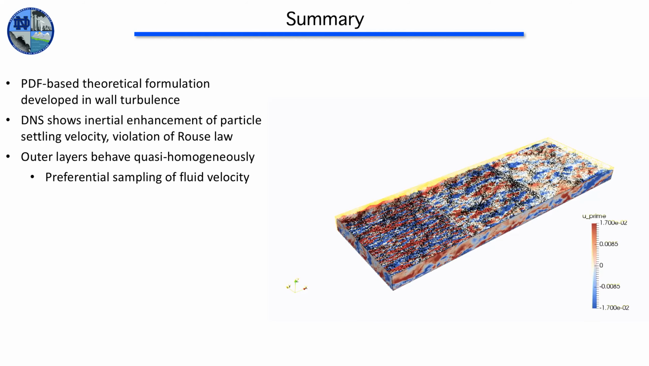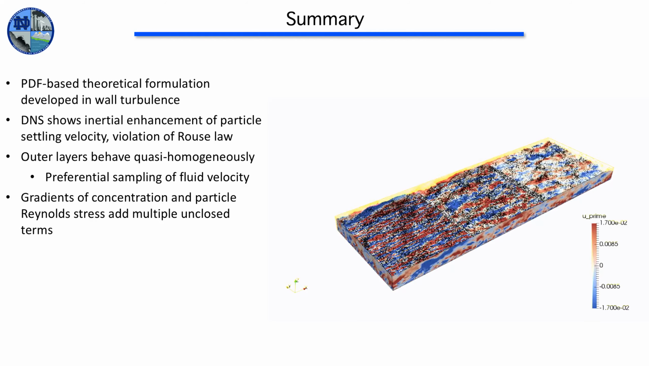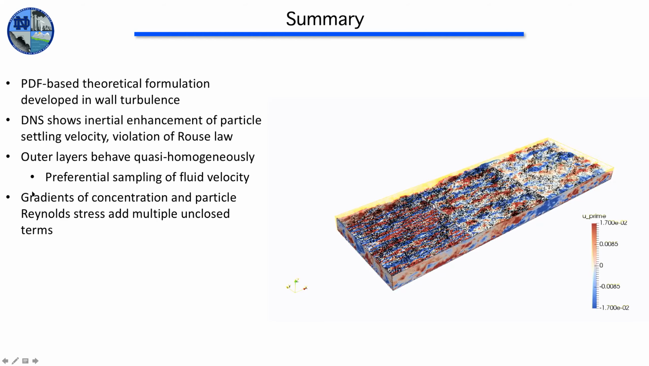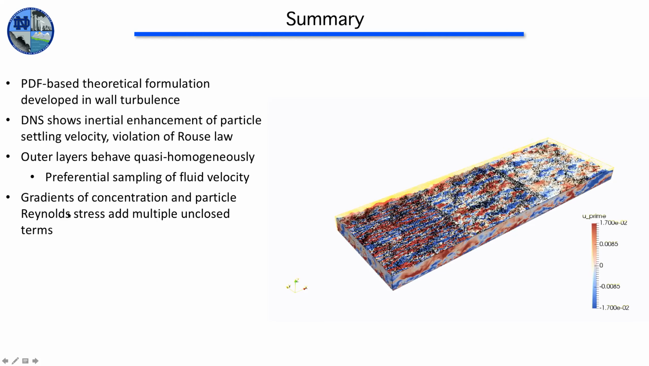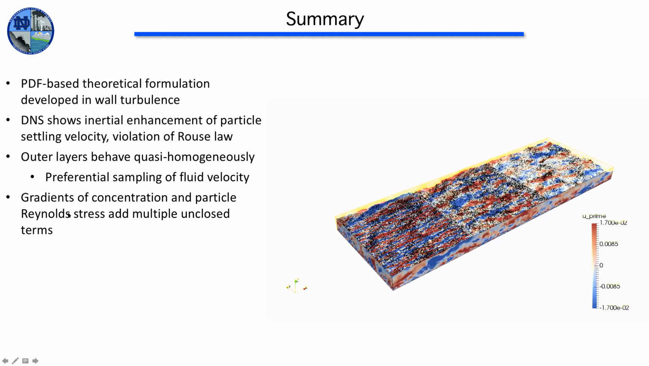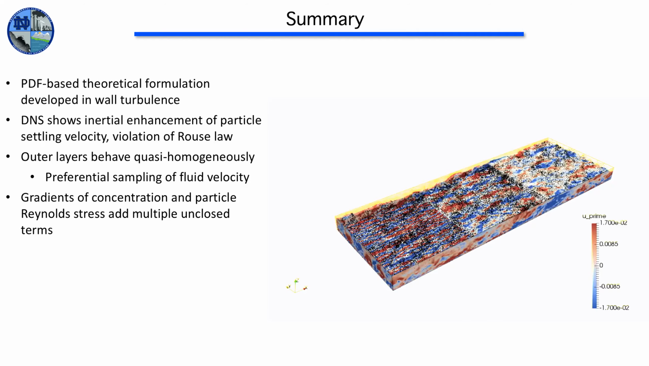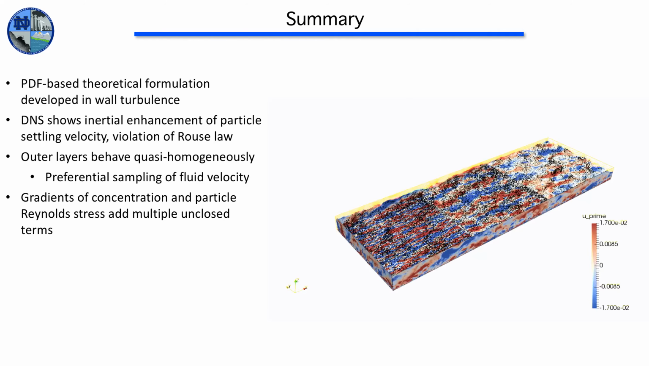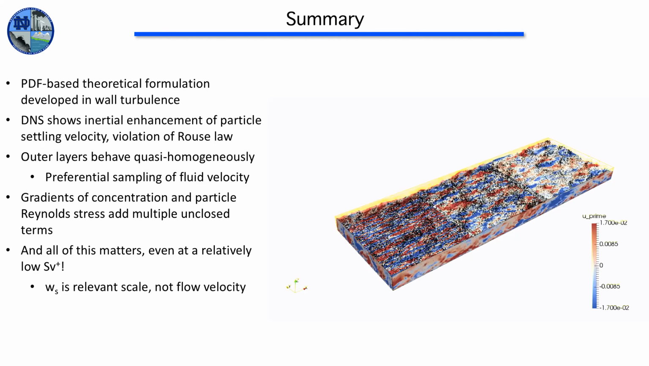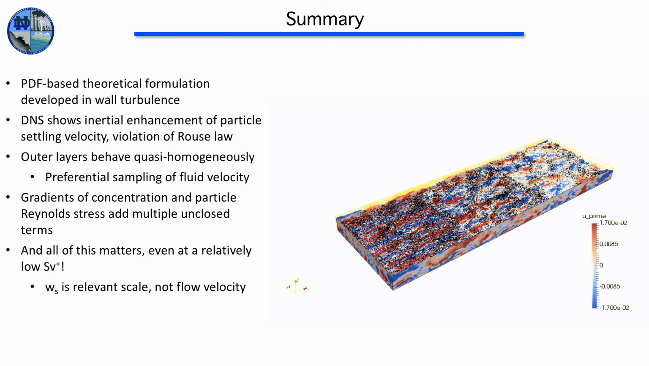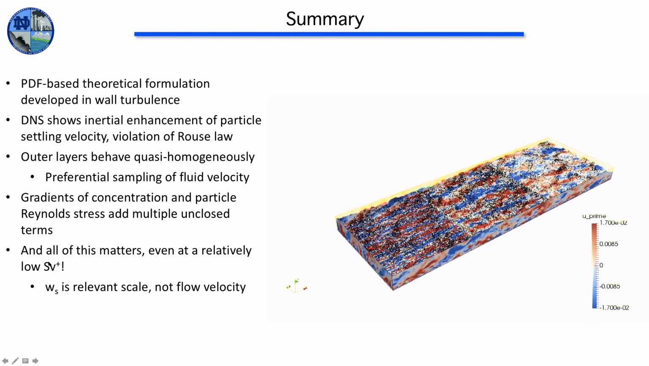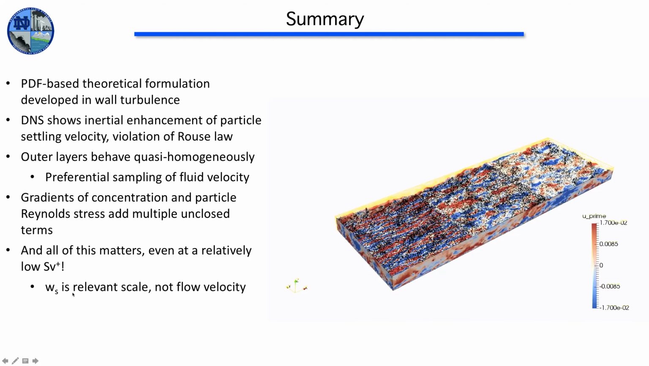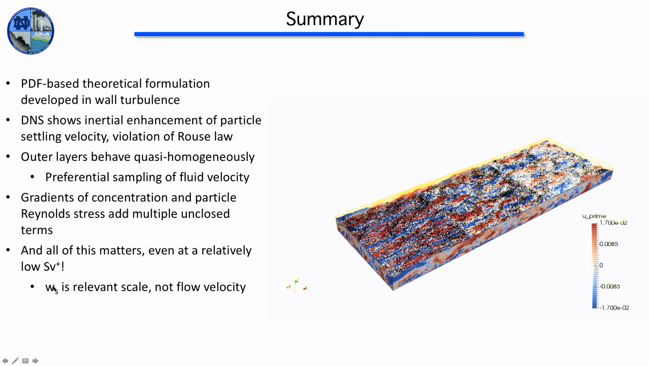And near the wall, we see a balance between a lot of the different terms. So near the surface, the gradients of the concentration and the particle Reynolds stress add multiple unclosed terms, which would need to be accounted for if you're going to get a proper determination of how inertial particles are actually settling through wall turbulence. And again, as I noted before, all of this matters even though the SV number is 10 to the minus 2 in this case, because we're using WS as the relevant scale, not the flow velocity.